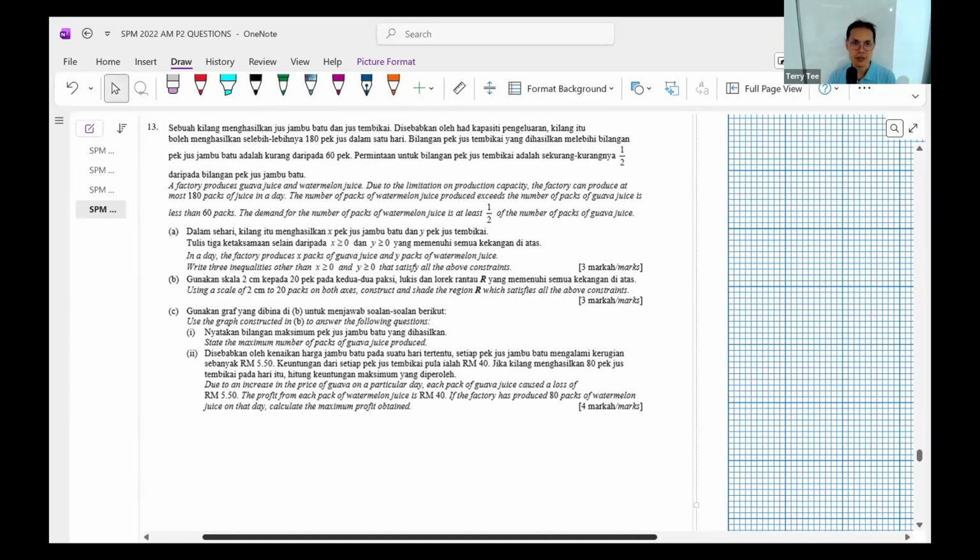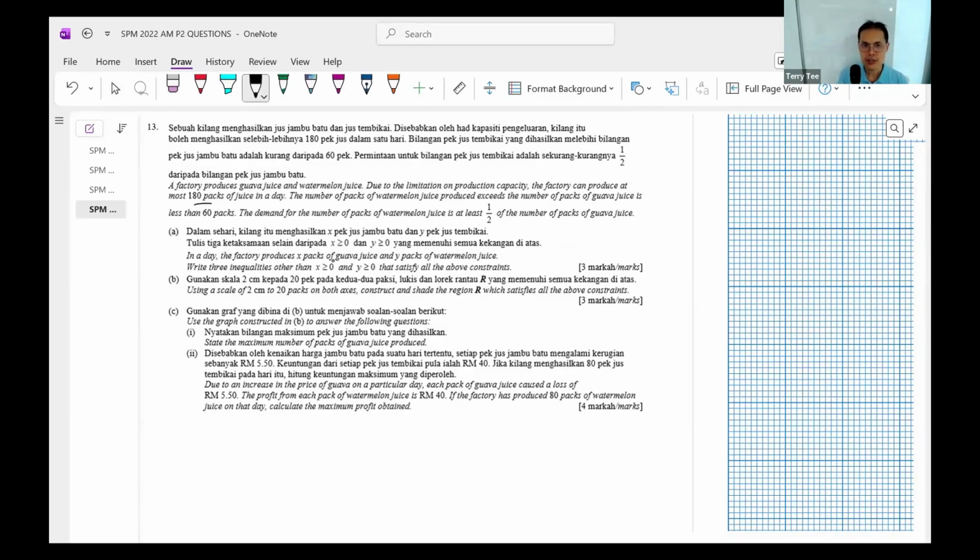Okay, let's look at question number 13. This is linear programming from Form 5, Chapter 7. A factory produces guava juice and watermelon juice. Due to limitation on production capacity, the factory can produce at most 180 packs of juice per day. Now let me go straight to writing the three inequalities.